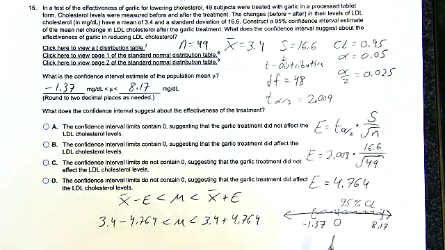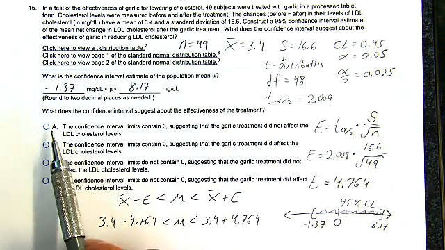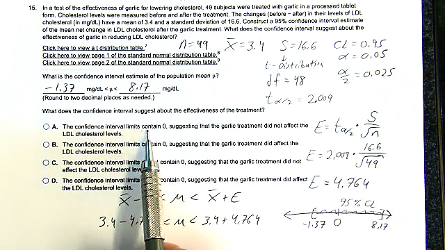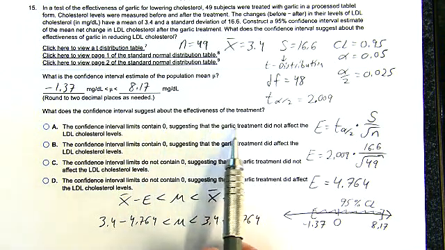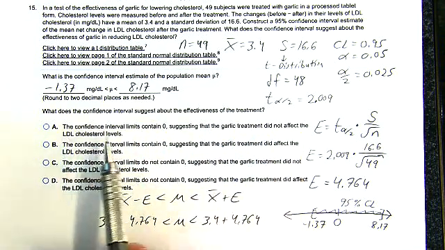In fact, that's going to be very common in the chapters moving forward. We're going to do this a lot. We're going to say, is 0 in this interval? Because if it is, then we're going to typically say the treatment doesn't work. So the best answer is A. The confidence interval limit contains 0, suggesting that the garlic treatment did not affect the LDL cholesterol levels.